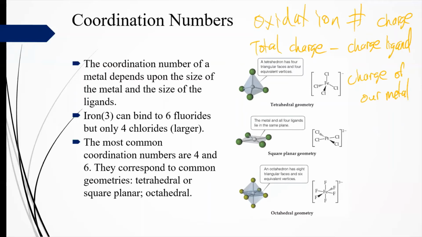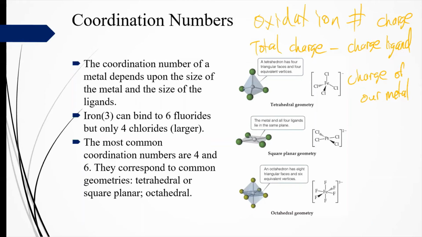If our ligands are negatively charged, then our metal has to become more positive, so we should be subtracting a negative charge from that. If our ligands were neutral, then it's a 0, right? And then our total charge is just going to match the charge of our metal. But that's how we can find our oxidation numbers.